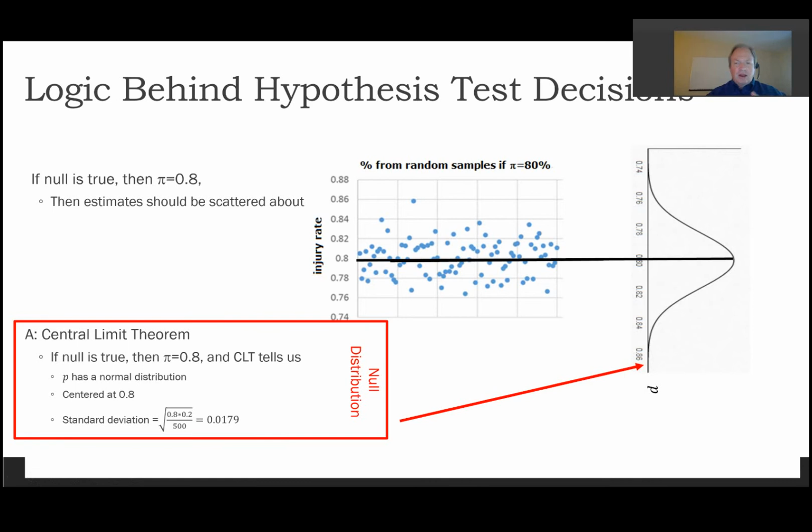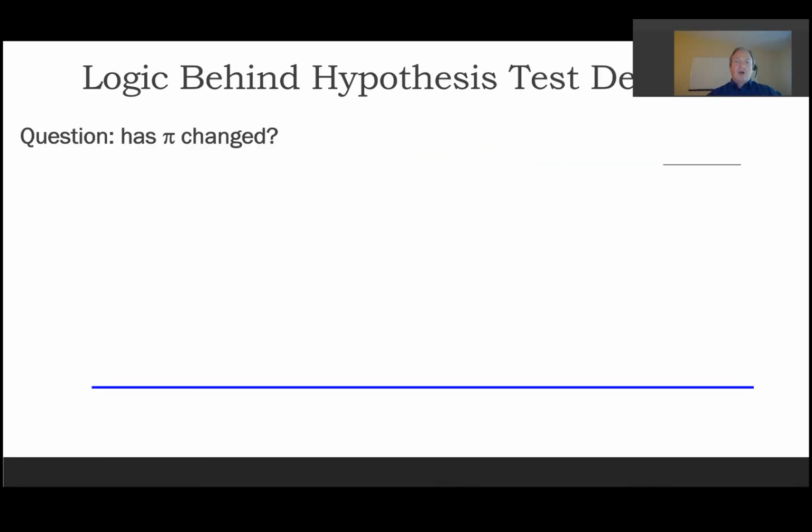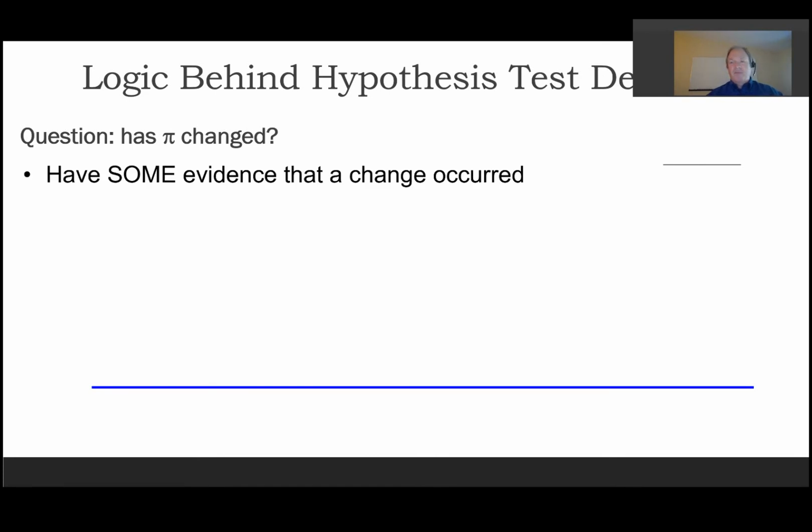And so how do we now use this more quantitative picture to make decisions? Well, our question is, has the population percentage changed? Obviously, there's some evidence that it's changed. I mean, look, you take random samples, it's very unlikely you're going to get exactly 80%, so there's some evidence, obviously. But there's two ways to interpret that change.